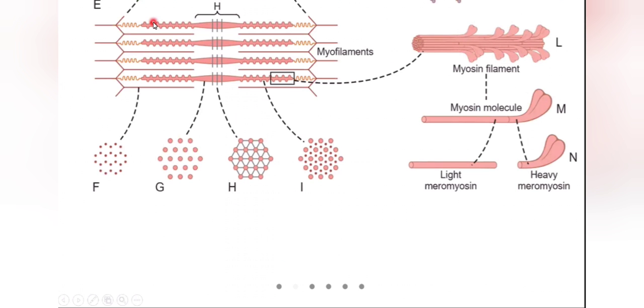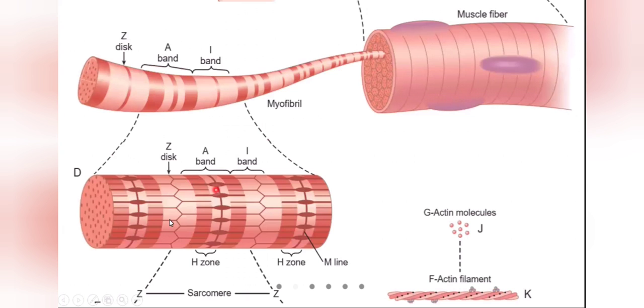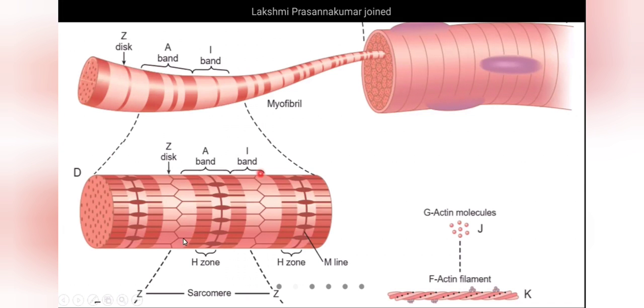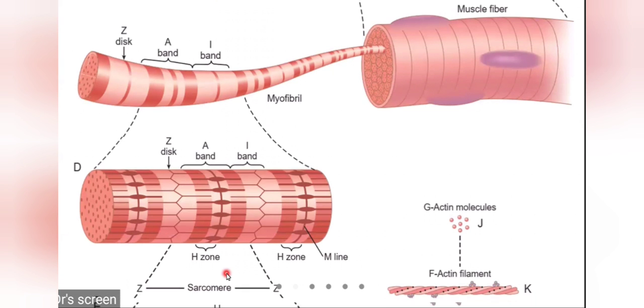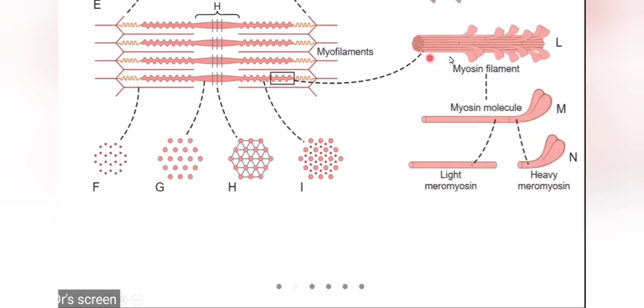Now you see, a portion has been zoomed here. This part alone has been zoomed. This part, from this line to this line, is called the sarcomere. Now we are going to see how the sarcomere looks. So this is how the sarcomere looks.